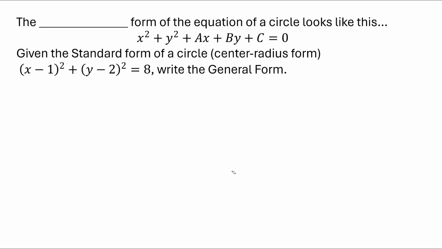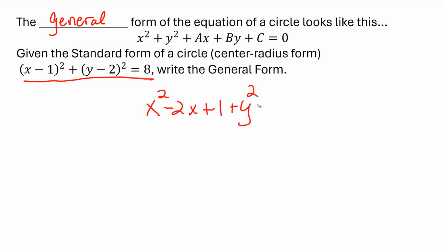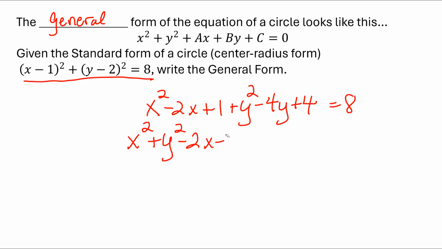All right. The general form for the equation of a circle is x squared plus y squared plus ax plus by plus c equals 0. So given the standard form of a circle, center radius form, so that is this form, we're going to multiply all that out, and we'll have x squared minus 2x plus 1 plus y squared minus 4y plus 4 is equal to 8. And then if we get everything on one side, we'll have x squared plus y squared minus 2x minus 4y plus 5 minus 8 is minus 3 equals 0.